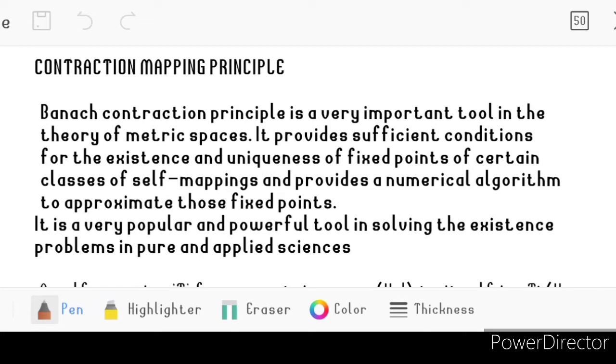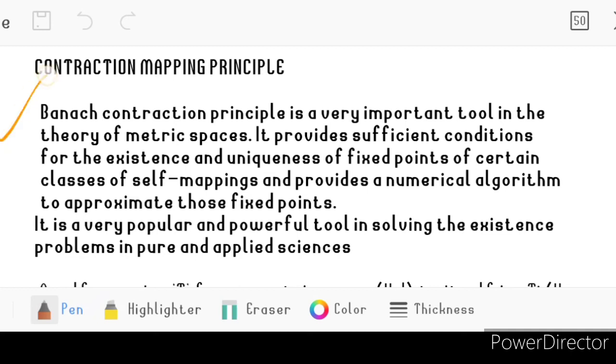So we were about to discuss the contraction mapping principle in our last lecture, and in this video we will continue it. Previously we have seen what a complete metric space is, a Cauchy sequence, a fixed point, its definition, an example, and how we can find a fixed point graphically.